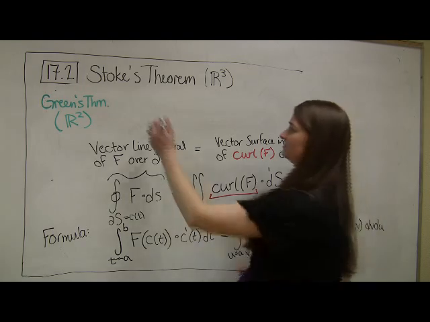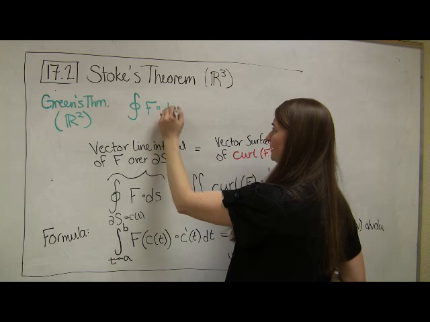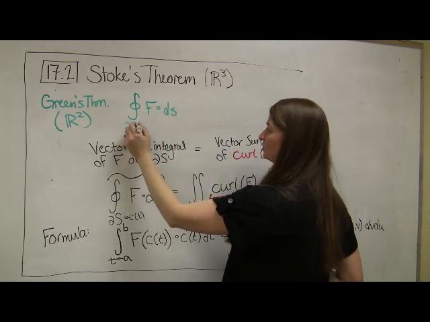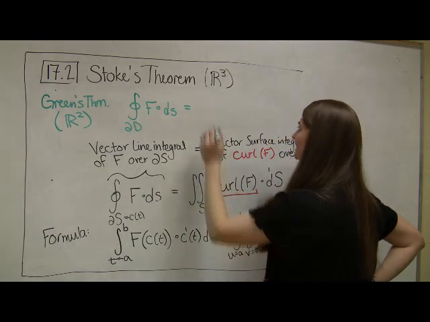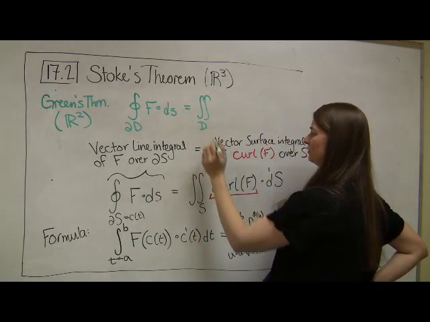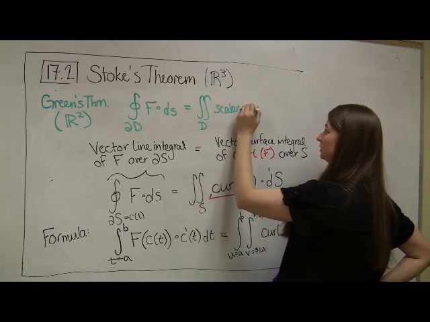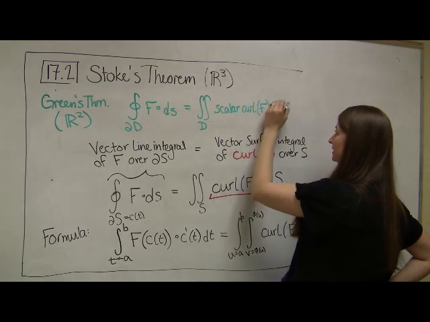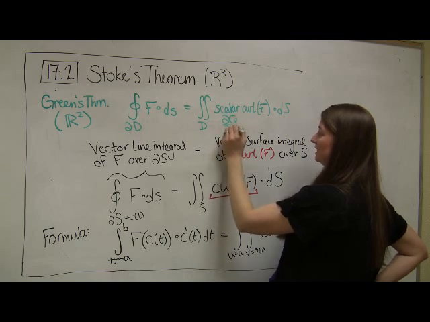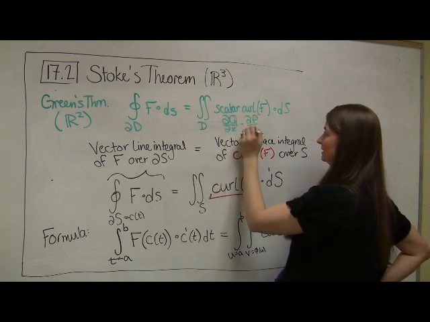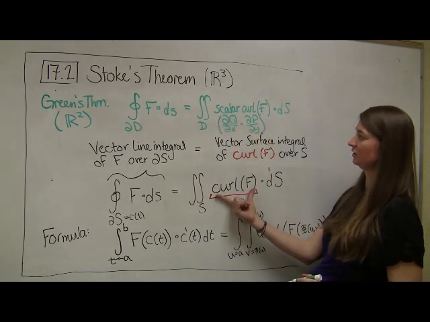The statement of Green's theorem says that I'm going to take the line integral of my function F dot ds over the boundary of my region D, I think I call my region D, and that is going to be exactly equal to the double integral over that region D of the scalar curl of F dA, where our scalar curl, recall, was given by dQ/dx minus dP/dy. You can see why this is exactly similar to our curl here.